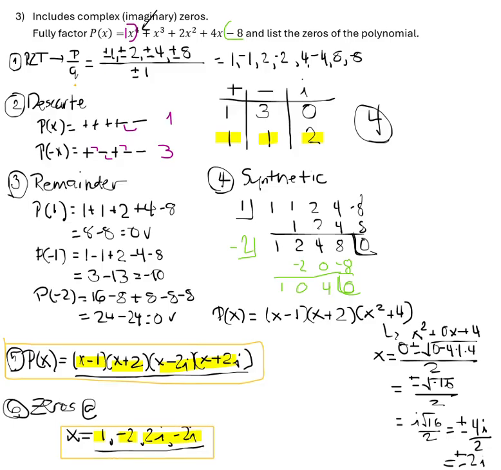All the zeros. We did our rationals. We used Descartes. We used the remainder theorem to start off with synthetic division to get the p of x and find our zeros. Thank you.